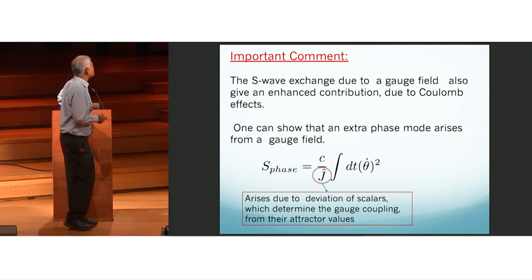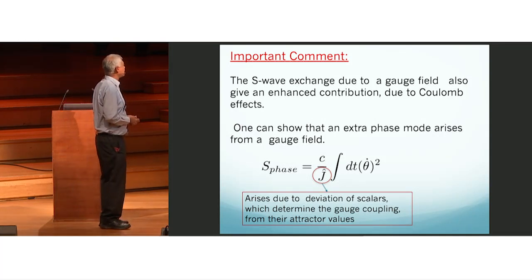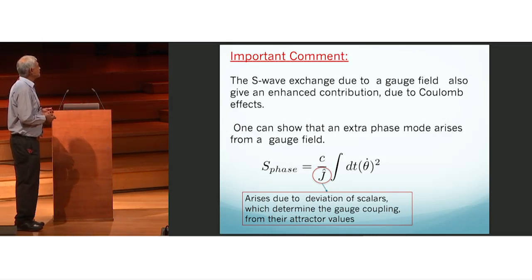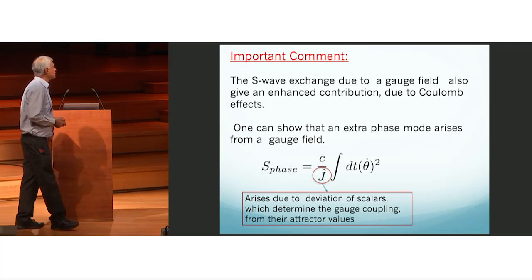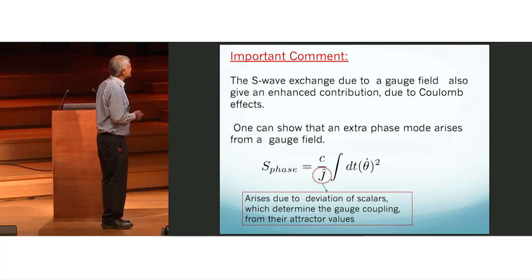Now, there's one important comment, which is that if you have gauge fields, then there's an S-wave exchange due to gauge fields, in this case, literally due to Coulomb effects, which are also important and which need to be incorporated. One can show that such a gauge field in AdS-2, a U(1) gauge field, gives rise to a phase mode, which is an analog of the Schwarzian mode. It's the simplest term you can write down involving the phase.